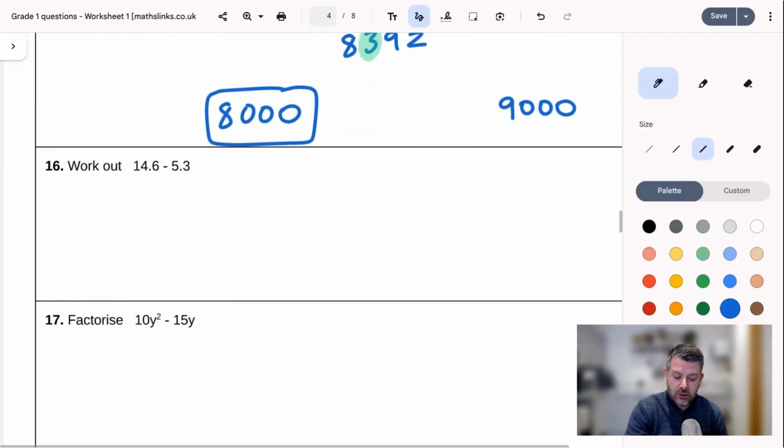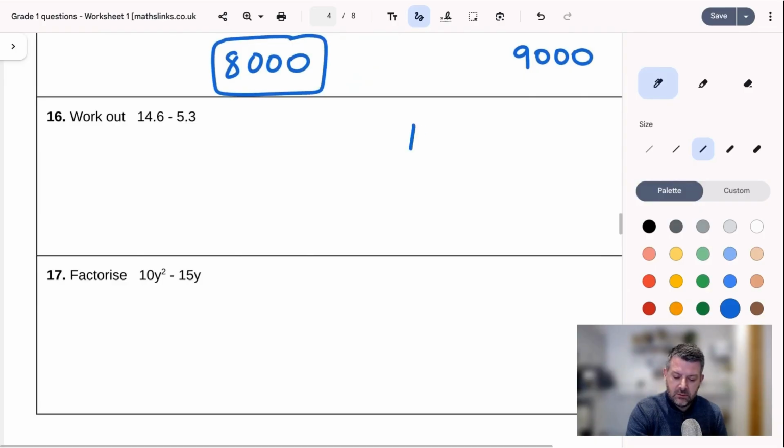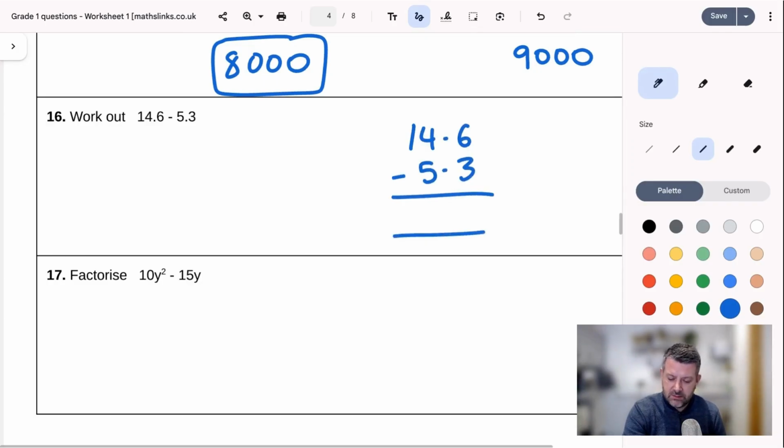We've got a subtraction here. 14.6 take away 5.3. So we're doing this with decimals, so it is a bit trickier than it could be. 6 take away 3 is nice. We can just take the 3 off the 6. We're going to need to borrow for the next bit because 4 is smaller than 5. Or you could just think of it as 14 take away 5 at this point. Let's just borrow though. So bring that 1 down. 14 take away 5 is 9. So 9.3 for that.